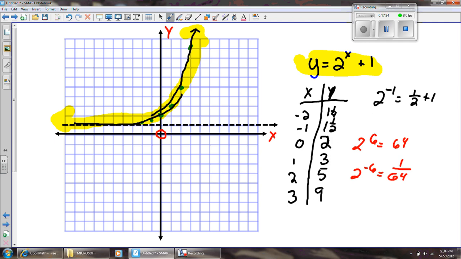I'm going to add 1 to it. So no matter how small I go, like x is negative a million, the 2 to the negative millionth power would become a tiny, tiny number, like 0.0000000000000, whatever, and then I'll add 1 to that. So I know this is the graph of it.